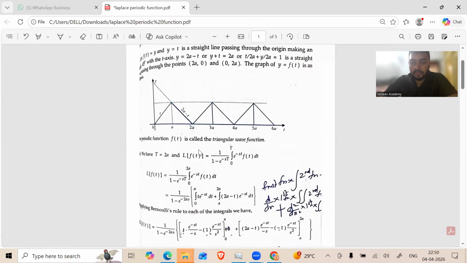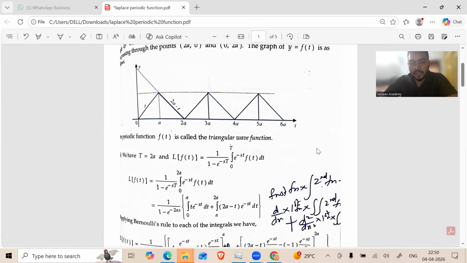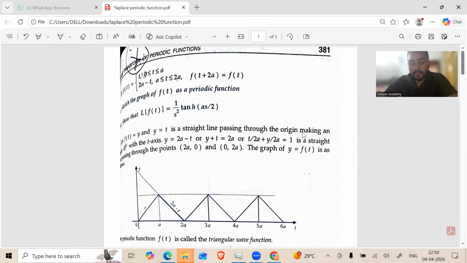Suppose it is a 5-mark question, 3 marks are for the diagram. So the diagram has more importance compared to anything else. Don't miss the Y and T axes in this diagram. Nothing you should miss. Okay.